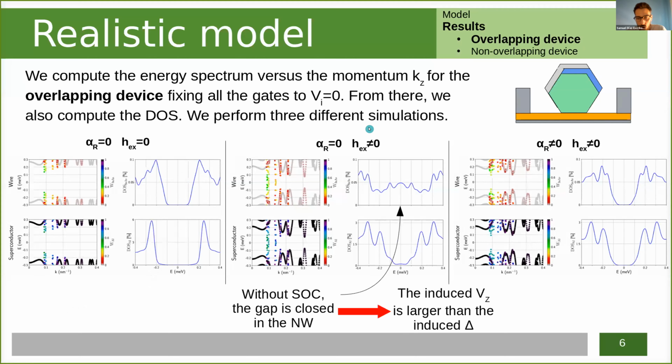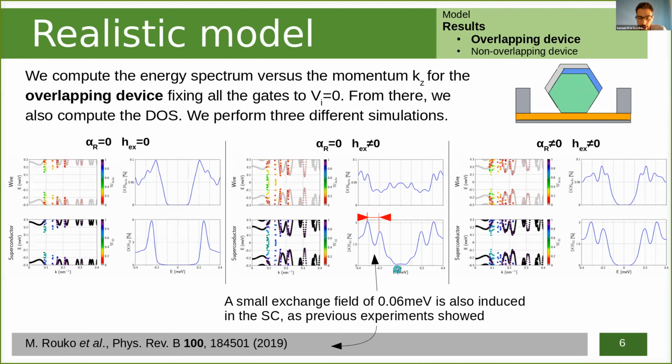If we now turn on the exchange field, what we see in the semiconductor is that the gap is closed. And this is because the induced Zeeman field or exchange field is larger than the induced superconductivity. On the other hand, we see that in the superconductor, the gap remains almost open, but the coherence peak is doubled. And that means that there is a small exchange field also induced in the superconductor. And this is something that previous experiments showed for aluminum europium sulfide heterostructures.